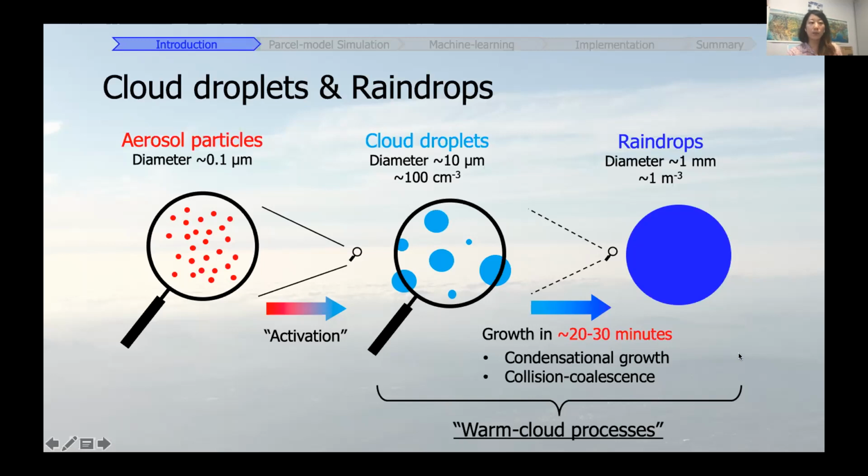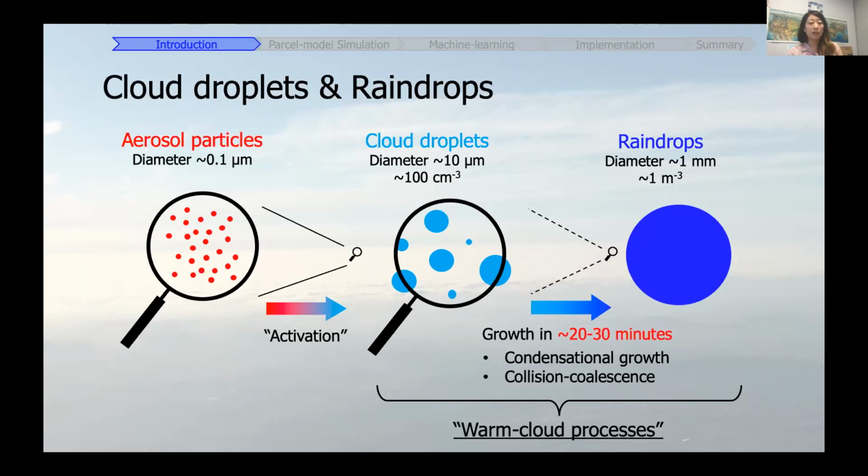And there are 2 key microphysical processes responsible for this growth. One is condensational growth. So the supersaturated water vapor condenses onto existing small cloud droplets and makes them larger and larger. And the other is collision coalescence. As the name suggests, existing small cloud droplets can collide with each other and make a larger cloud droplet, and that gets repeated until raindrops form and eventually fall to the ground.